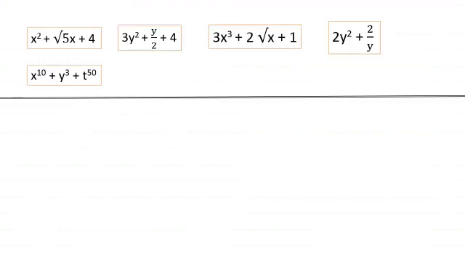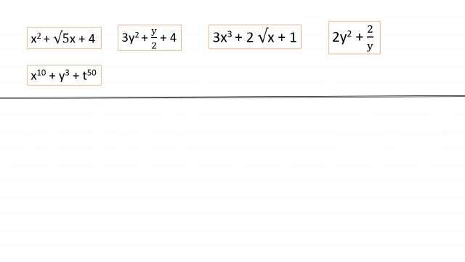Here, a few algebraic expressions are given. Let's see which algebraic expressions are polynomials and which are not. Let's take the first expression: x square plus root 5x plus 4.